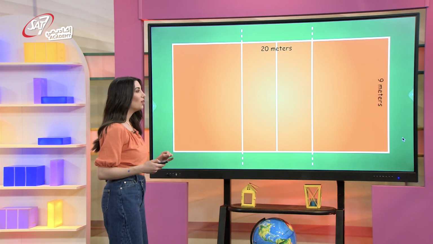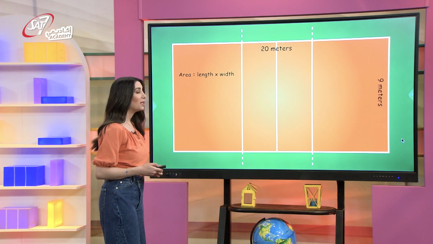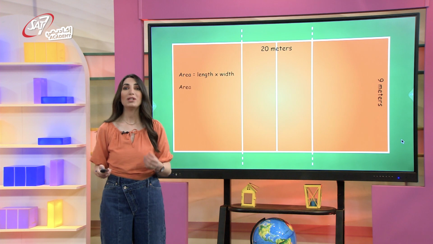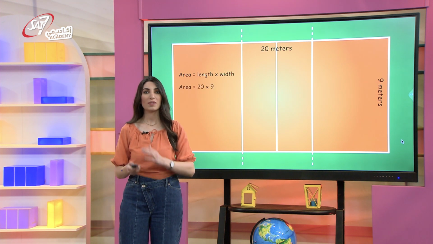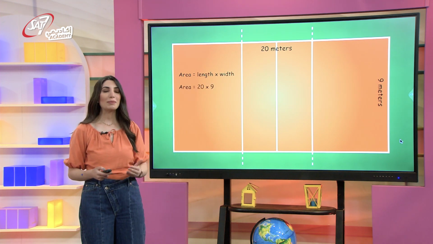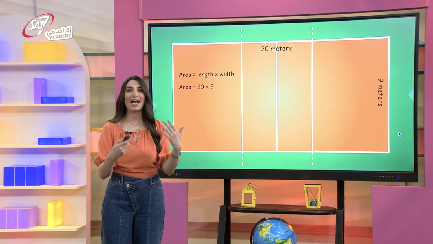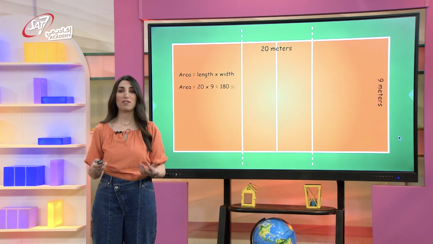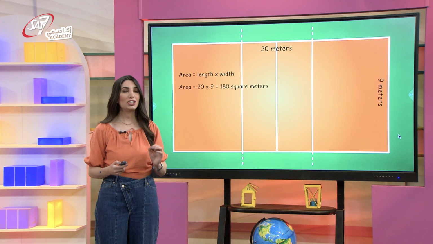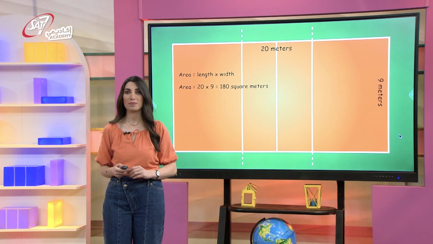Use the formula we've learned. Area equals length multiplied by the width. How do I multiply 20 by 9? Ignore the 0. 2 times 9 equals 18. Then we add the 0. The area of the volleyball court is 180 square meters.